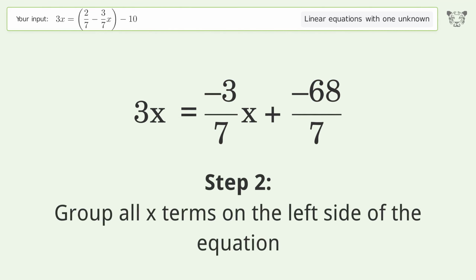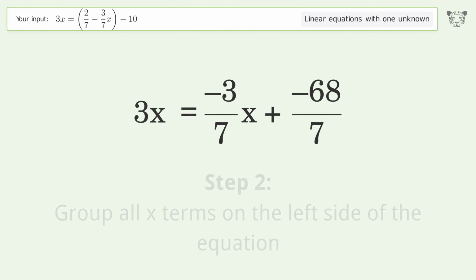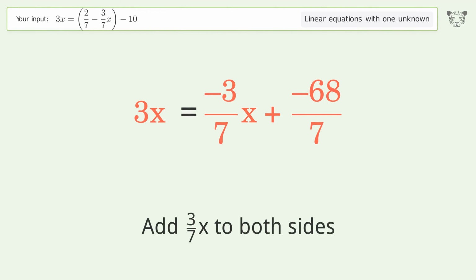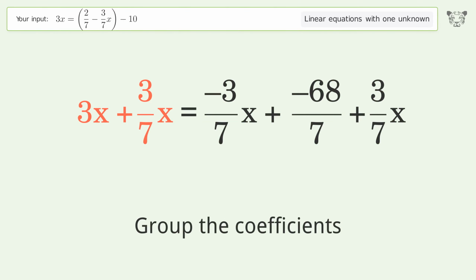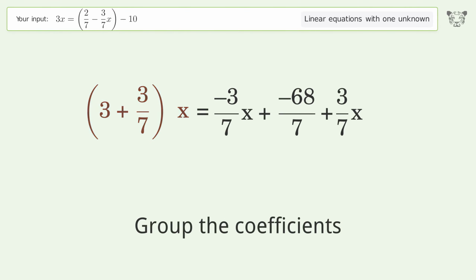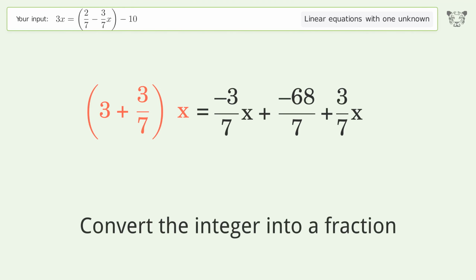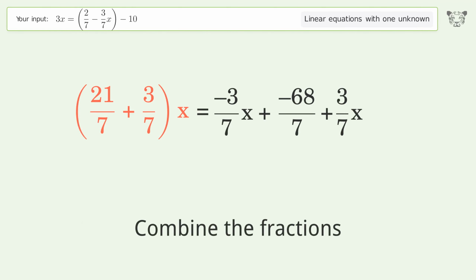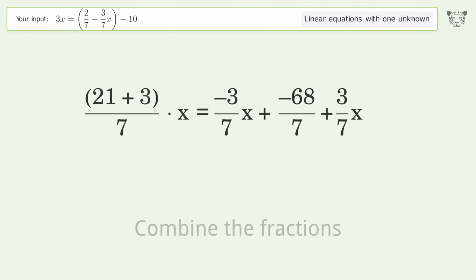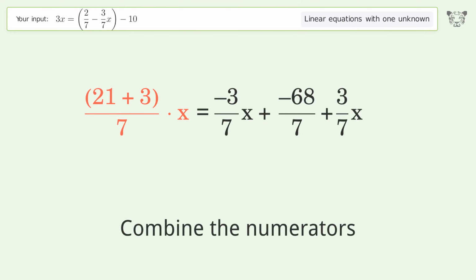Group all x terms on the left side of the equation. Add 3/7x to both sides. Group the coefficients. Convert the integer into a fraction. Combine the fractions. Combine the numerators.